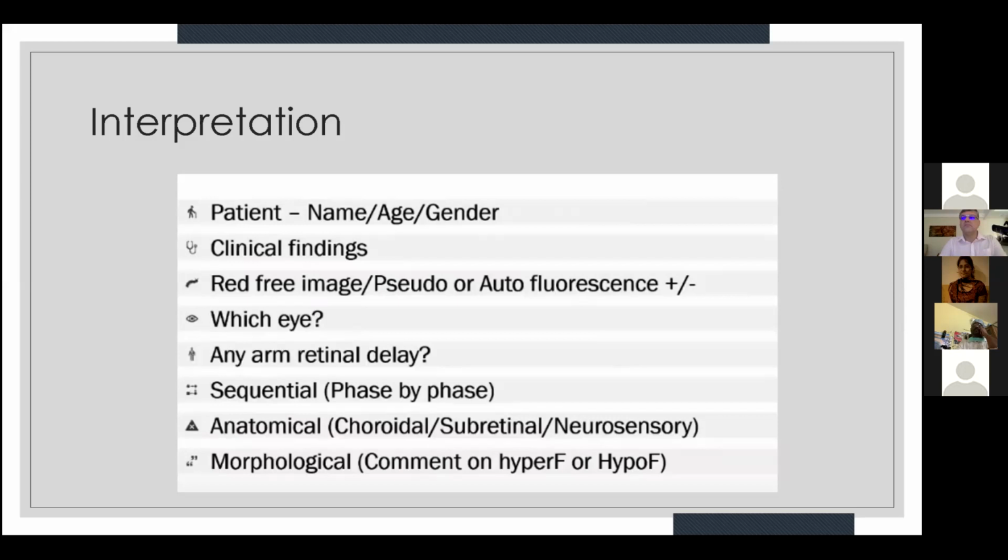which level. Is it at the choroidal level, or is it at the subretinal level, or the neurosensory level? And then you comment on hyper or hypofluorescent.